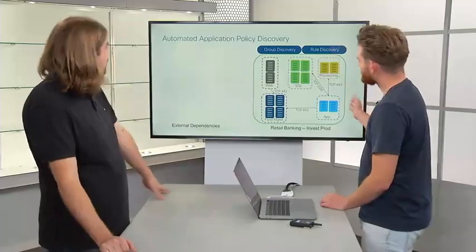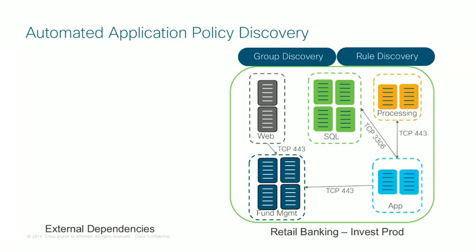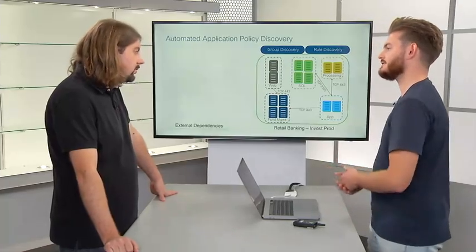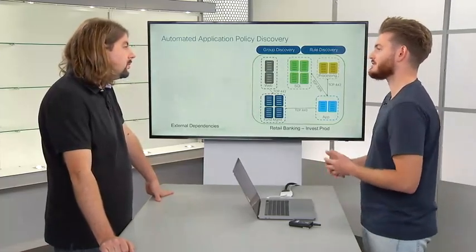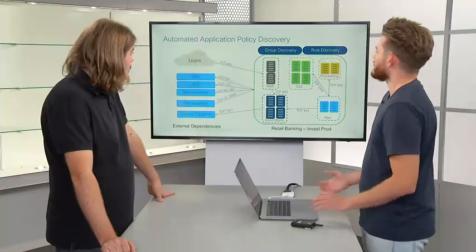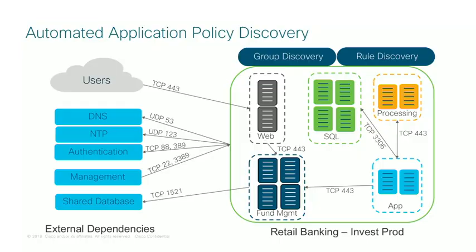Okay. And so not only does Tetration discover the dependencies inside an application, all applications have dependencies on services. It's actually one of the things that we notice that customers most often get wrong when they're trying to move to microsegmentation: what is my application actually dependent on? And Tetration is going to work out that my application requires DNS. It requires NTP. I need my users to be able to access the web tier over port 443. The entire picture of the application, both the intra-app and inter-app dependencies, are discovered automatically.